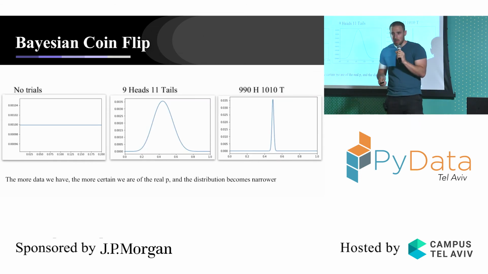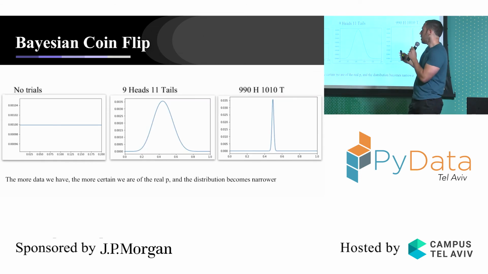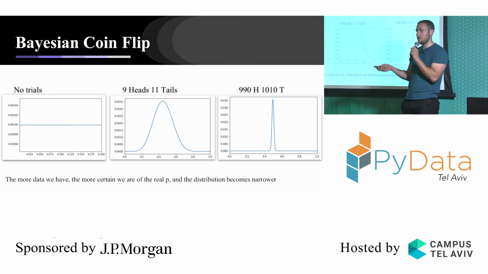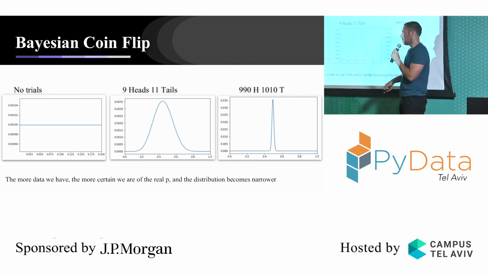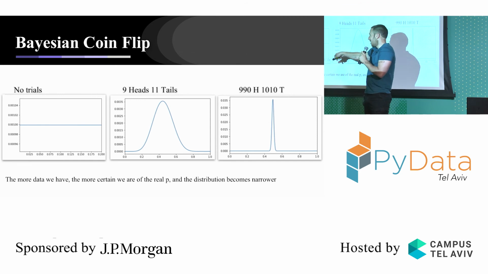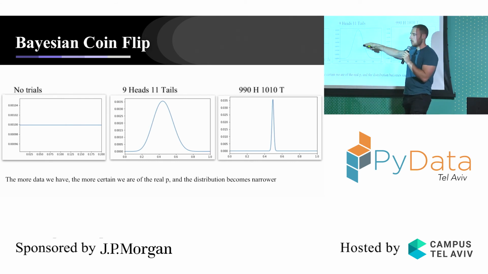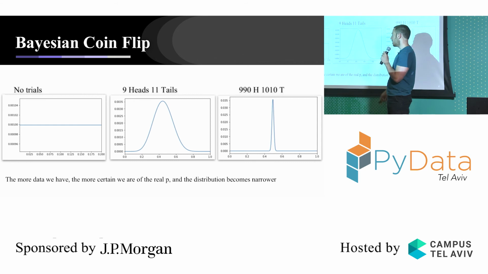Okay, so this is how Bayesian coin flip experiments look. In a coin flip experiment, we want to know what the coin probability is. If it's fair, then it's 50%. We start with an uninformative prior. We have no idea what the probability of the coin is. It could be anywhere. Then we toss it 20 times, and we got 9 heads and 11 tails.